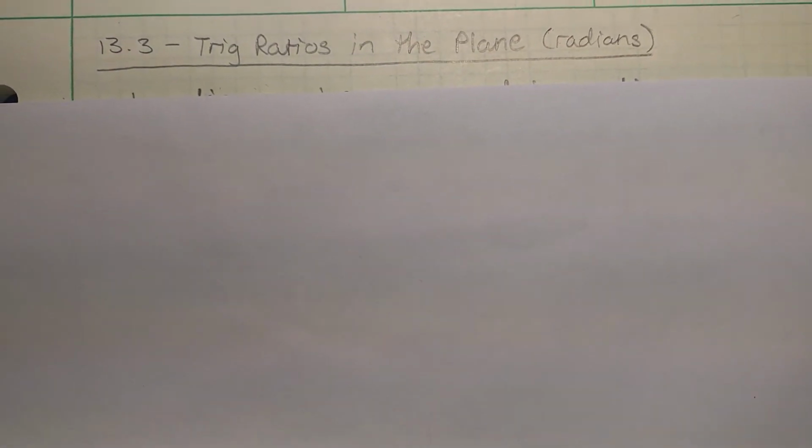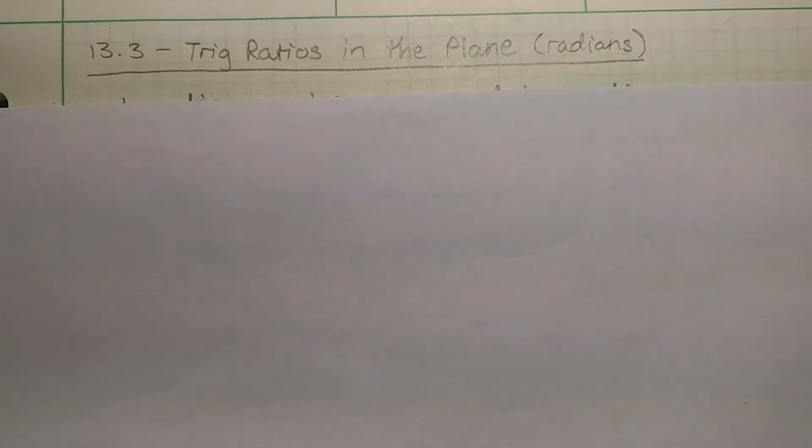This should be our last day in 3.3, as we're going to look at trig ratios in the plane, specifically when we are looking at radians. So let's take a look at how this is going to be. What happens when your angle is in radians?